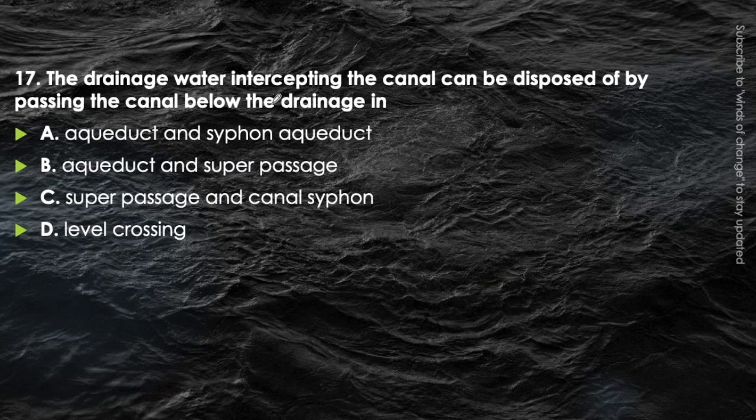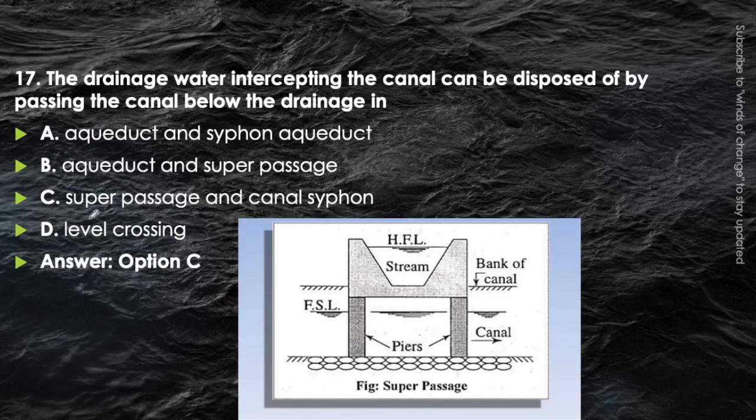Next question. The drainage water intercepting the canal can be disposed of by passing the canal below the drainage in. Which one is the system in which the canal is being passed below the drainage? Can you recall it? Okay, it is option C, that is superpassage and canal siphon. Superpassage and canal siphon is the only one in which you can see that the canal is below the stream, that is below the drainage. In this, the drainage water intercepting the canal can be disposed of by passing the canal below the drainage. This is the superpassage or the canal siphon.